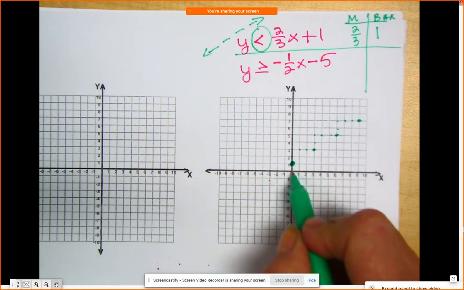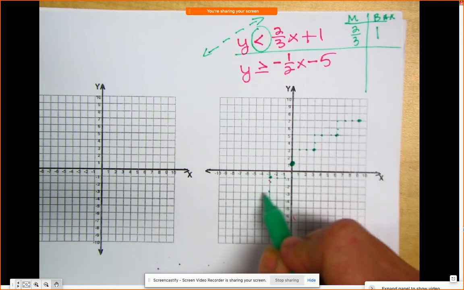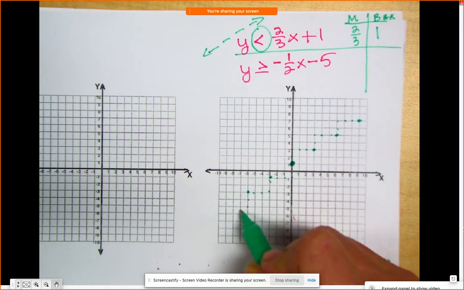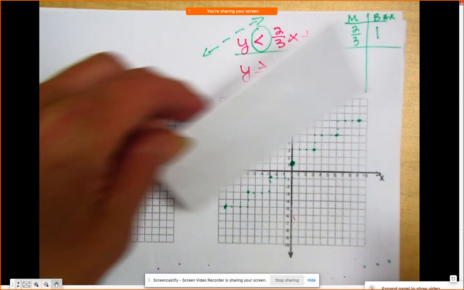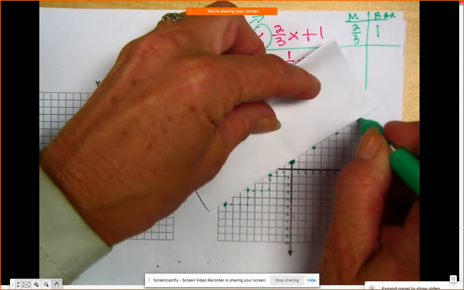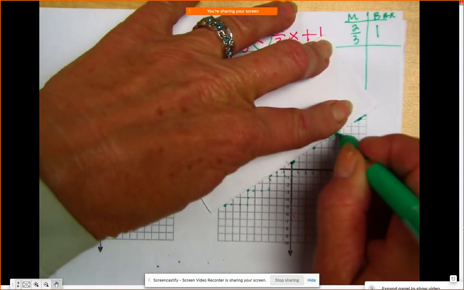Don't need any more. Down 2 to the left 3. You can do the opposite. I don't need you to put that many dots really when it's an inequality because we're going to be shading. We know this. So take your handy dandy math tool and remember this is a dashed line.